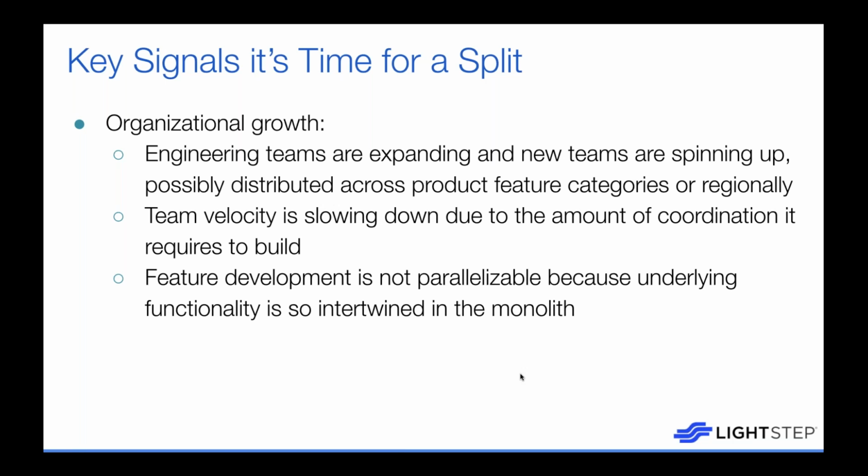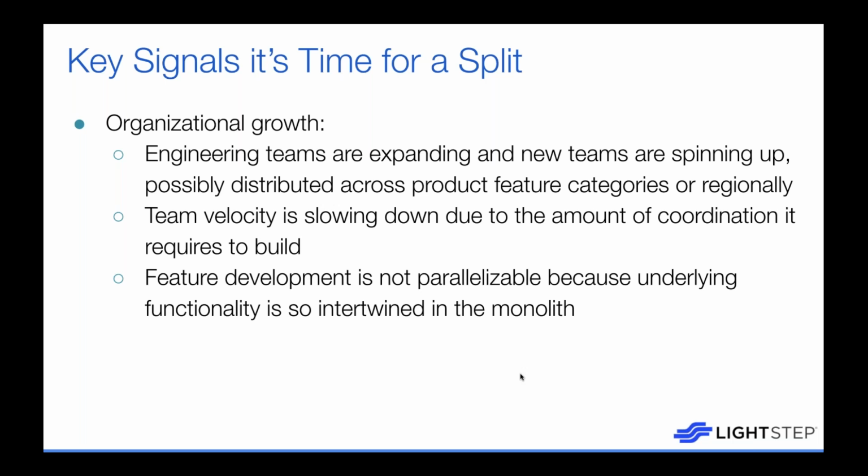So another key signal here is organizational growth. And I will also say, in addition to growth, a signal can also be organizational change, essentially. When engineering teams are expanding and new teams are spinning up, or maybe becoming more distributed across product features, for example, or across regions even, it becomes easier to work on your monoliths as microservices. A team can have ownership of certain services without owning the whole thing.